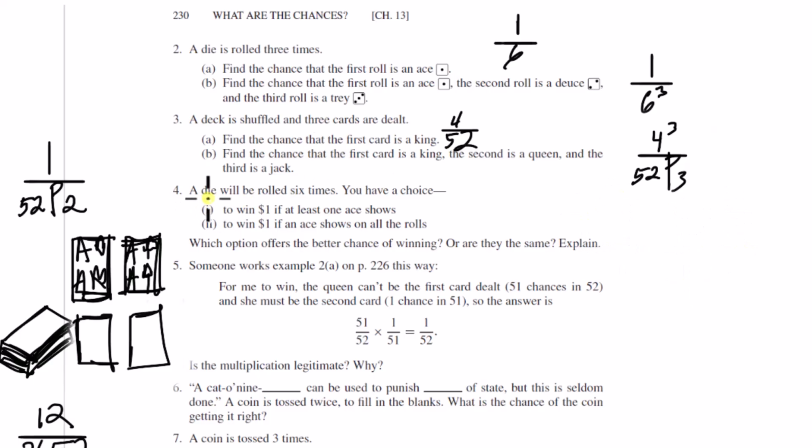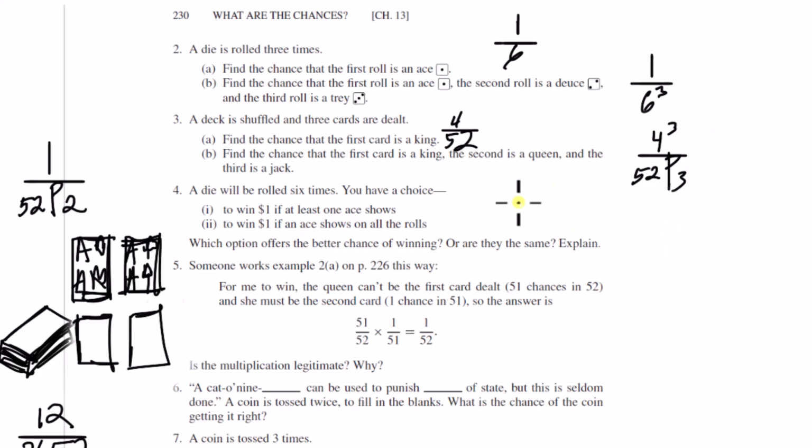Okay, the next problem, a die will be rolled 6 times. You have a choice to win $1 if at least one ace shows, or to win $1 if an ace shows on all the rolls. Which option offers the best chance of winning, or are they the same? Explain. Okay, well, it's just 2 separate probability problems, right? So to win $1 if at least one ace shows, the die is rolled 6 times.